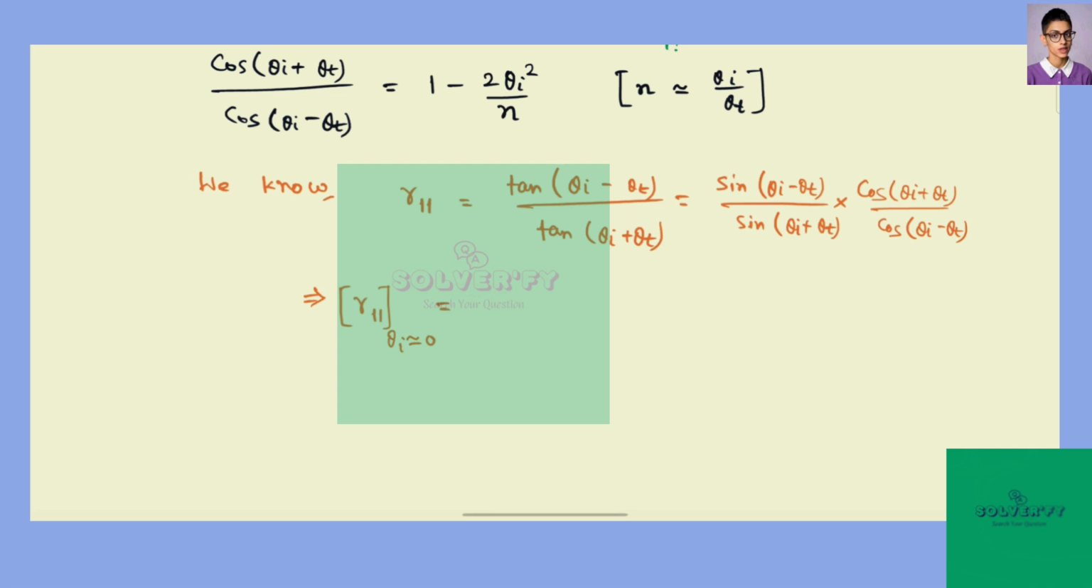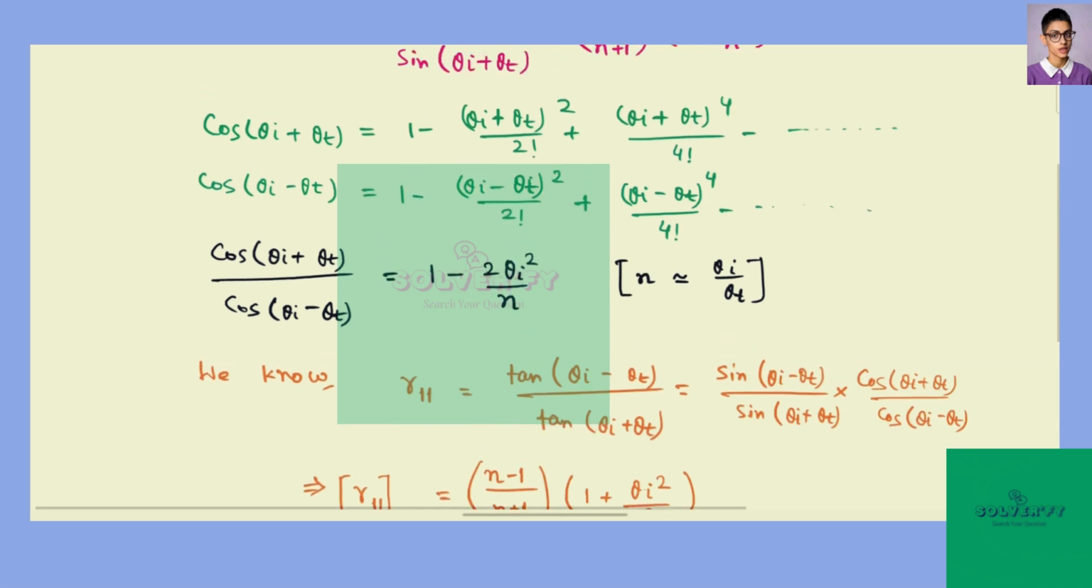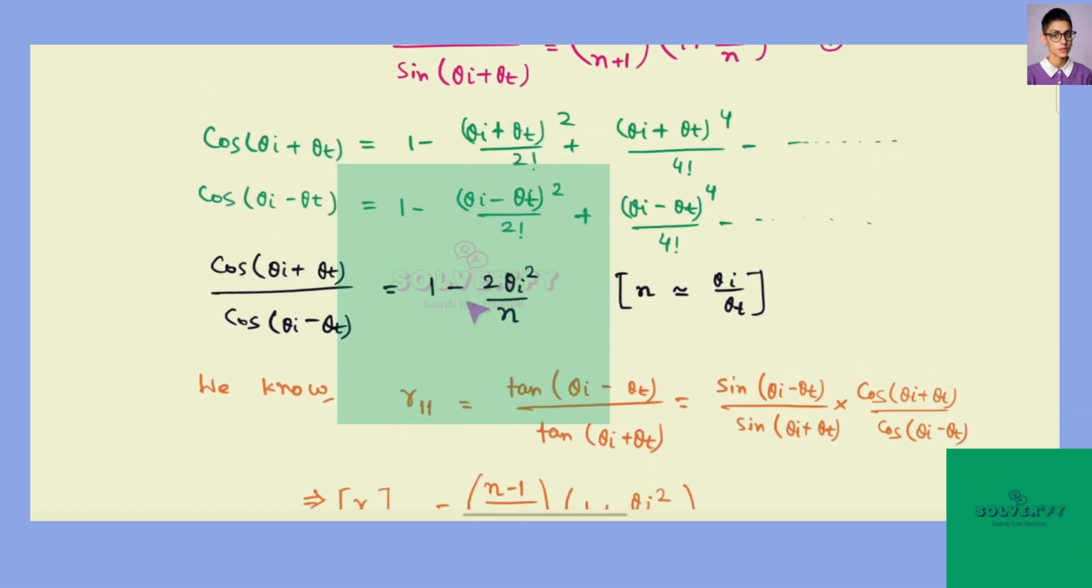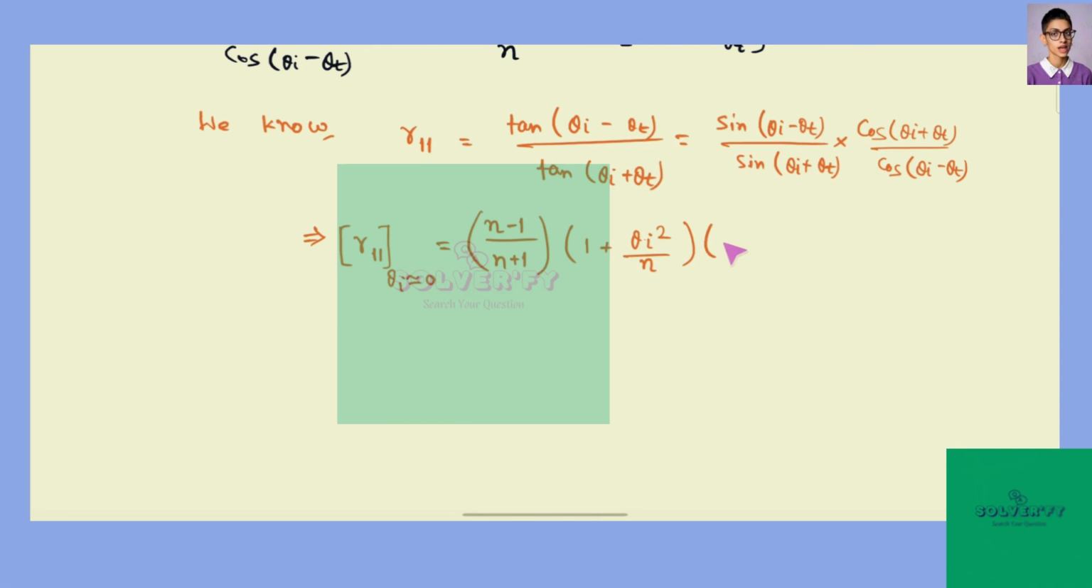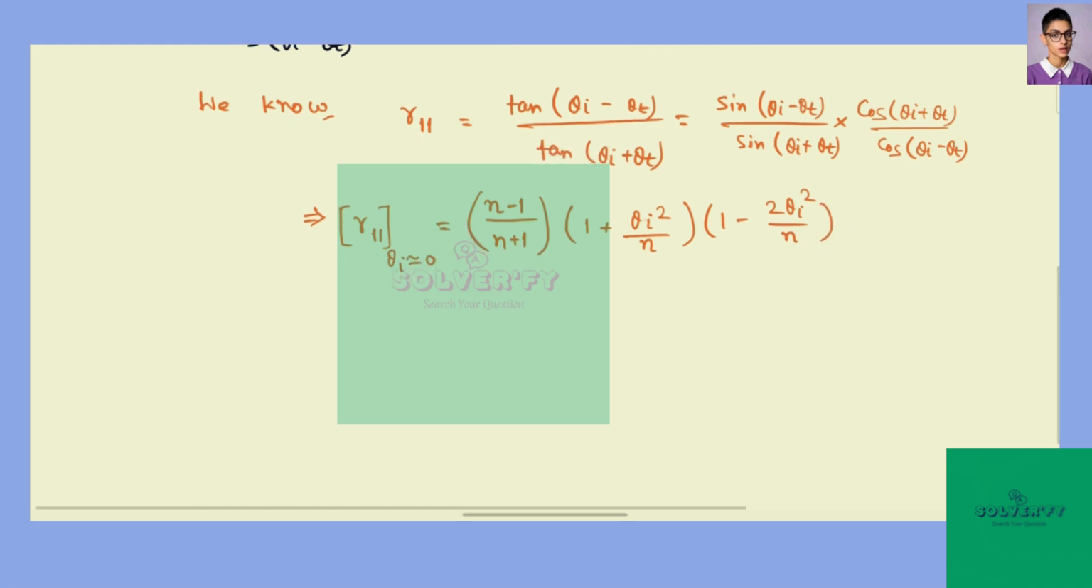So that is going to be equal to, we can put the values of sine (theta I minus theta t) by sine (theta I plus theta t), which is going to be equal to (n minus 1)/(n plus 1) into (1 plus theta I square by n), following the previous problem, into the value of cos (theta I plus theta t) by cos (theta I minus theta t), which we got over here as equal to 1 minus 2 theta I square by n. So you can put that 1 minus 2 theta I square by n.